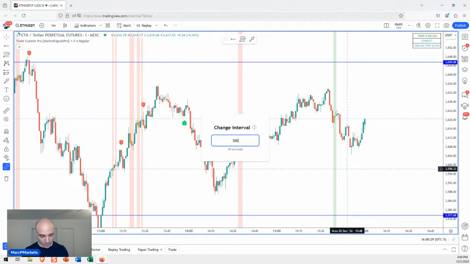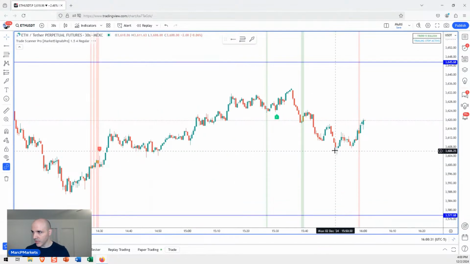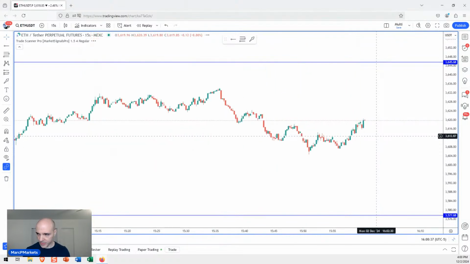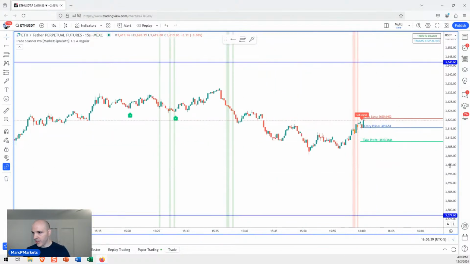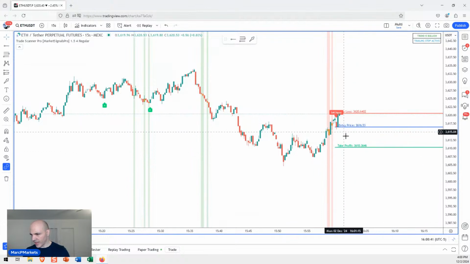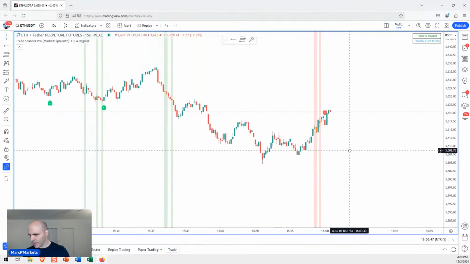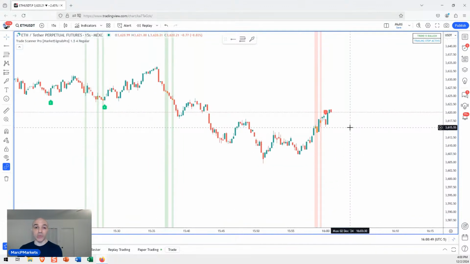So let's take a look at a 30-second chart. Let's see if there's anything here. No, my trend is bullish on here, but no signal. Let's go to a 15-second chart. Anything here? Okay, what is that? That's a short signal that just got stopped out on the 15-second chart.